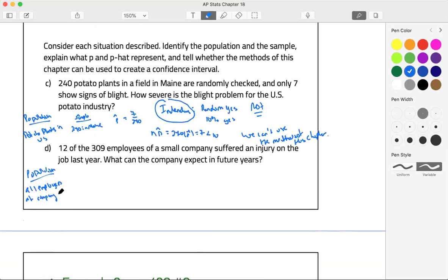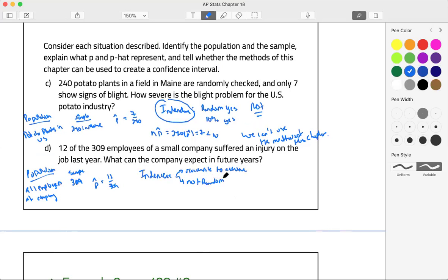My sample is the 309 surveys we talked to. My p hat is going to be 12 over 309. Let's see, independence. It's reasonable to assume one employee is independent of another. Do we have a random sample? It's not random. It is reasonable to assume independence. We don't have a random sample.